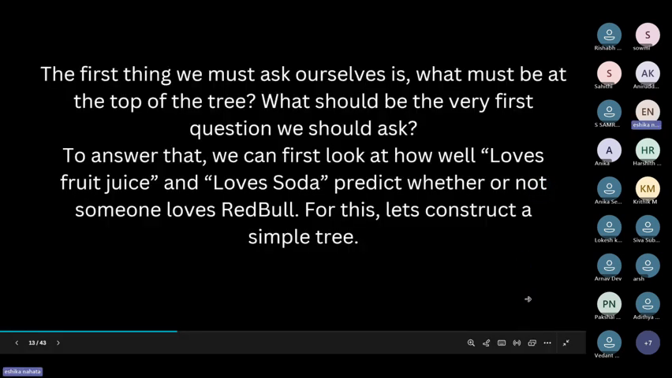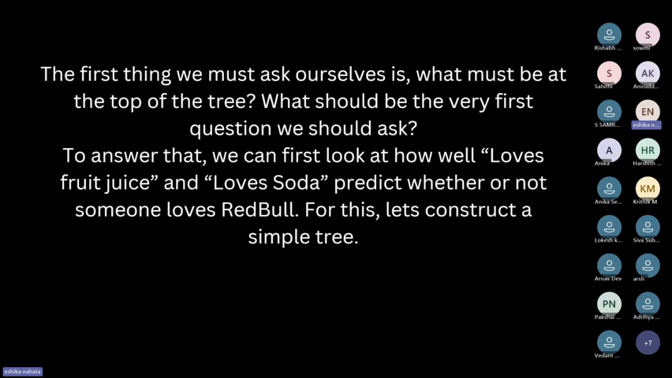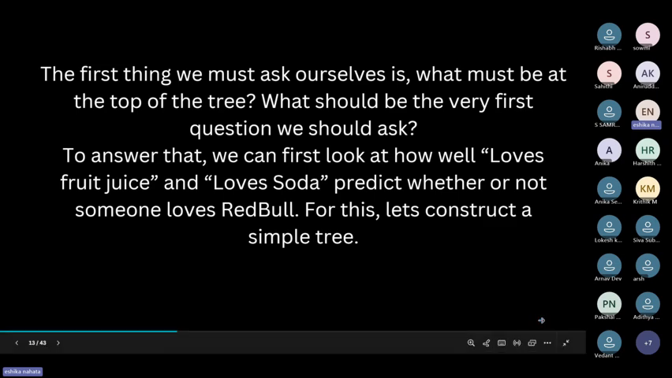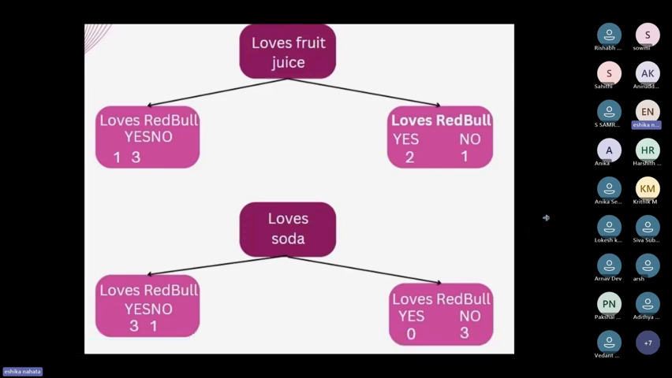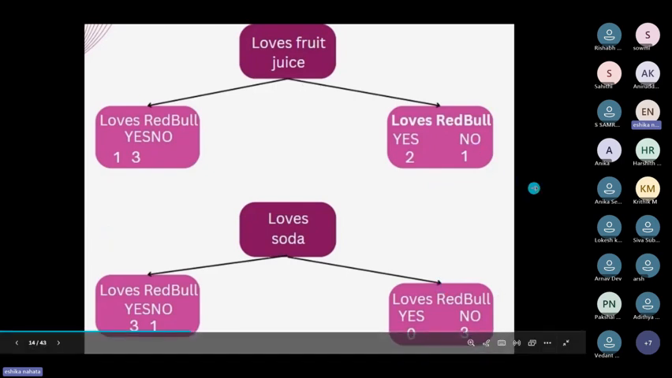Because we want to build a decision tree, the first thing we have to do is decide what will be the condition at the root node. We want to look at loves fruit juice and loves soda. At first, just for simplicity, we can just take the two discrete value features and predict using those whether someone would like Red Bull. Using this, we can have two of these trees. The first one is loves fruit juice and the second one is loves soda. Over here, you get the proportion of people who love fruit juice but don't like Red Bull being 3 and the ones who do like being 1. Similarly for the other leaf nodes.